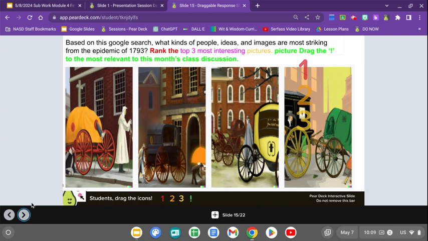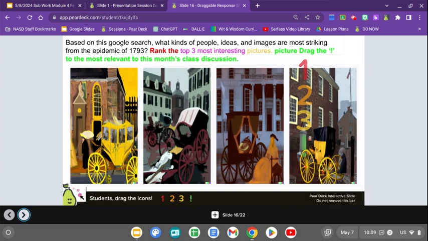Excellent work. Slide 16. Based on this Google search, what kinds of people, ideas, and images are most striking from the epidemic of 1793? Rank the three most interesting pictures and drag the exclamation point to the most relevant to this month's class discussion. Take the time to drag your 1, 2, 3, and exclamation point now.